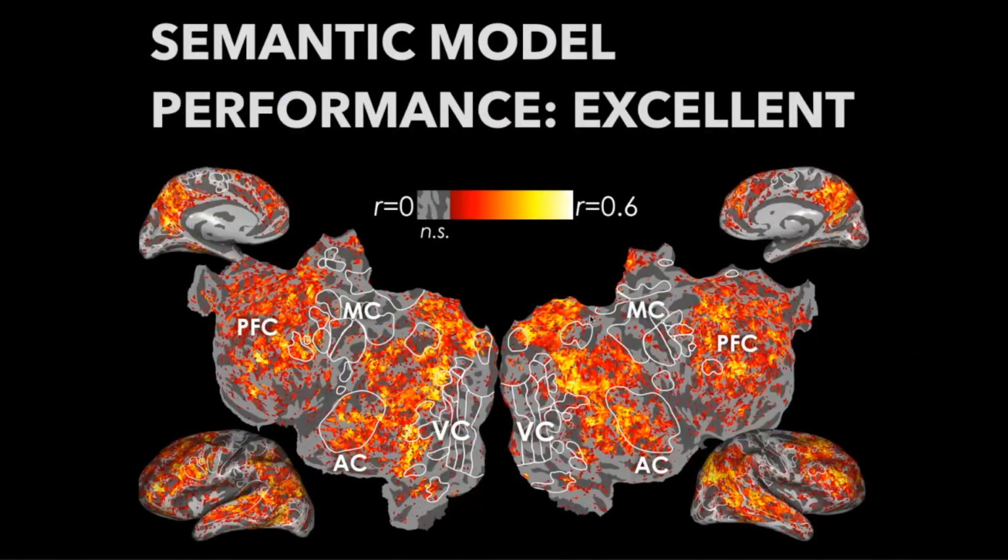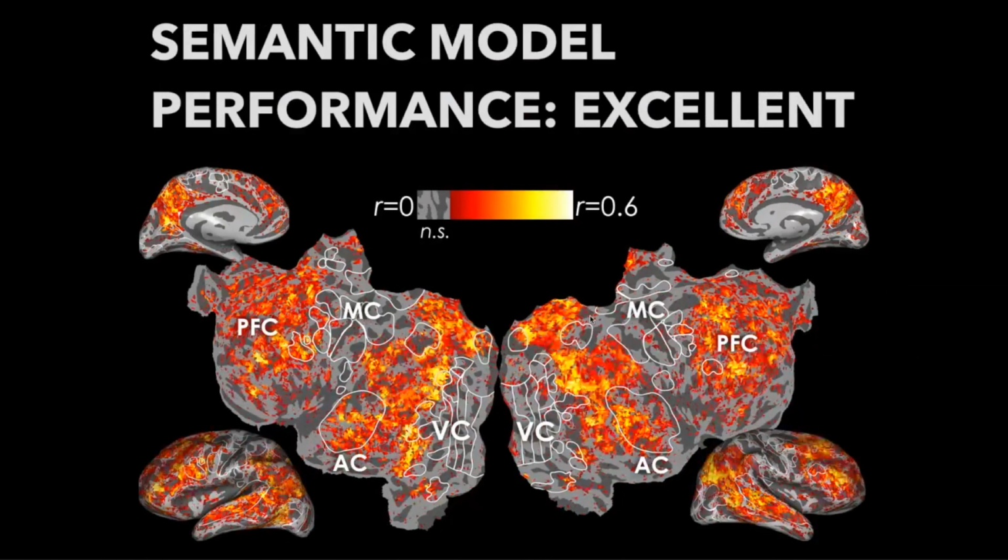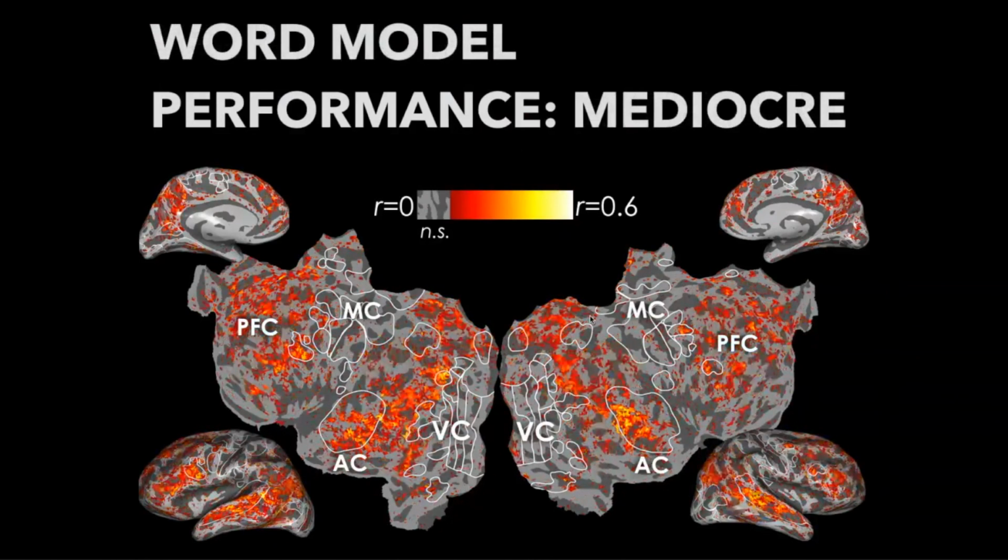Let me flip back and forth. So this is the word model that I showed you previously, and this is the semantic model. And you can see that there's a huge difference in terms of prediction performance, in terms of which areas are predicted.